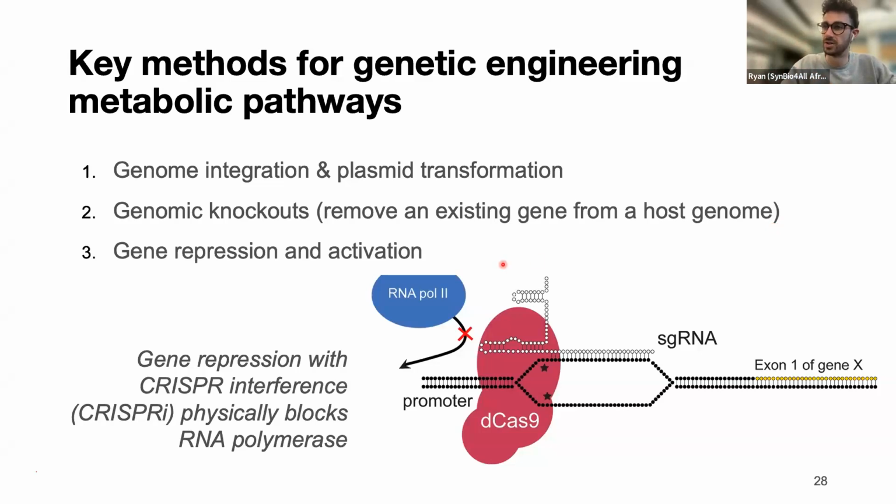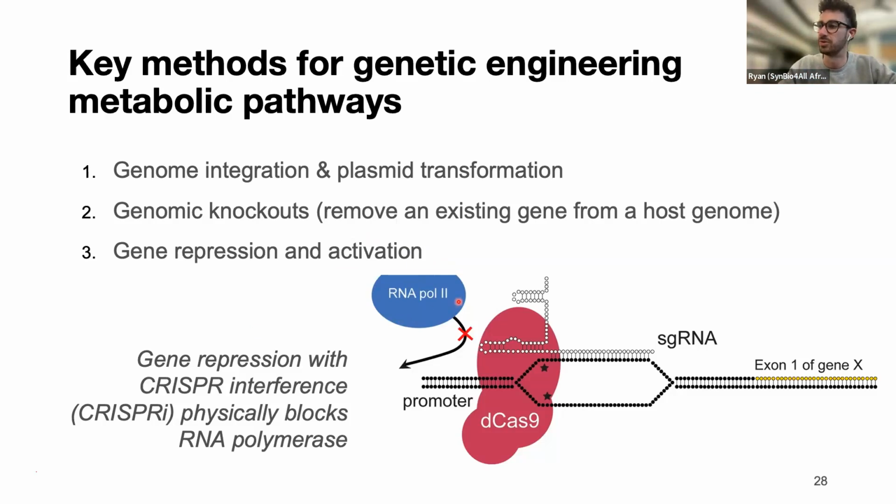And then another way to do this would be through gene repression and activation. So if you don't want to delete a gene, but you just want to make less of the gene, for example, if a gene is essential for the cell to survive, but is also competing with your pathway, you probably can't delete it because that would kill the cell, but maybe you can just express less of it. And gene activation is maybe the opposite of this, where if there's a gene where having too much of it would kill the cell, you could maybe just upregulate it a little bit.